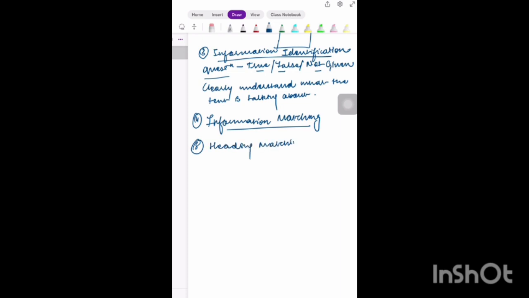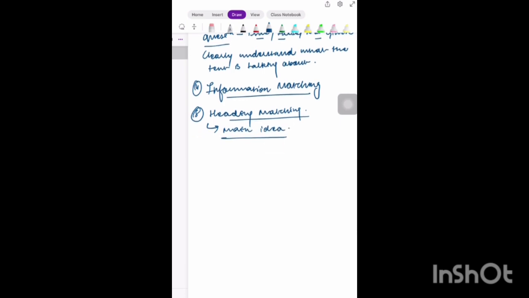Then fifth is heading matching. As the name suggests, you have to give an appropriate heading to a particular paragraph. So you have to pick a suitable heading from the given list of headings. Mainly, if you have clearly understood the given text and found the main idea of every paragraph, you'll be able to make a heading out of every paragraph.